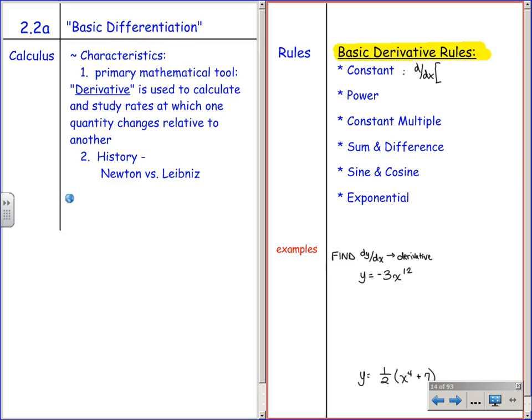Derivative of what? A constant. y equals a constant is always a flat line. A flat line always has a slope of 0. So the derivative of any constant is 0.